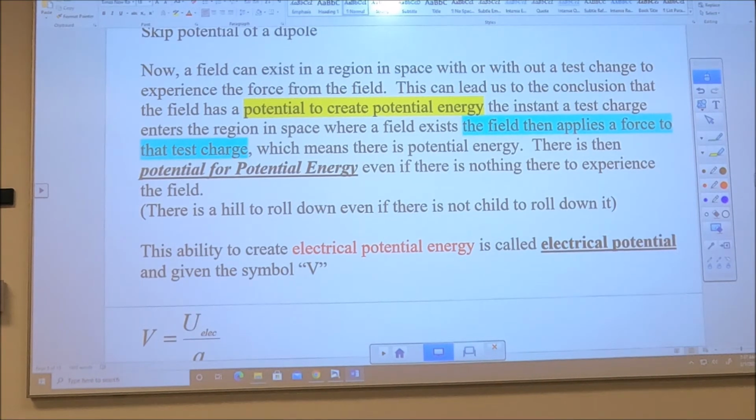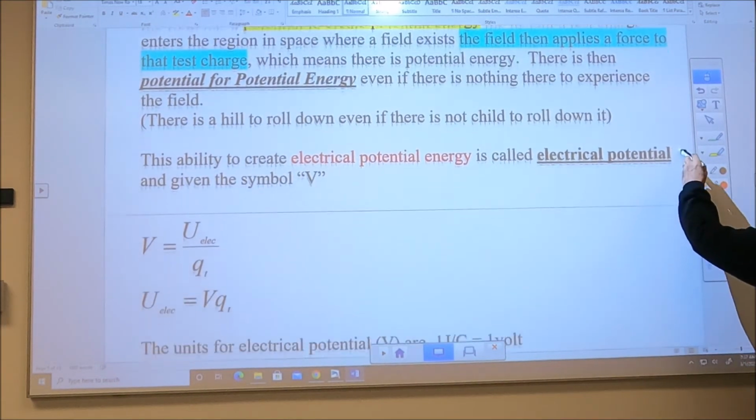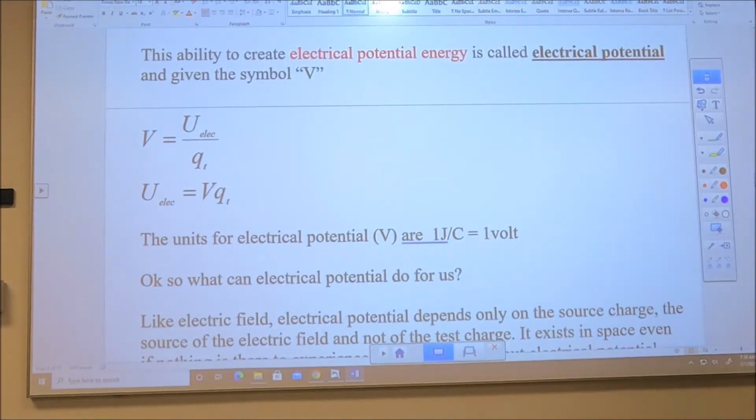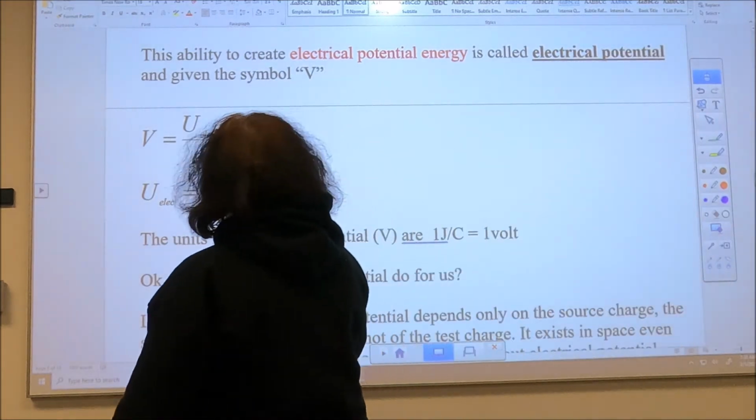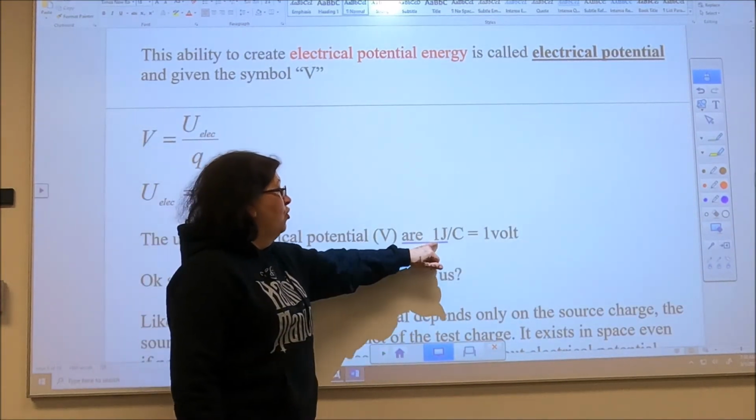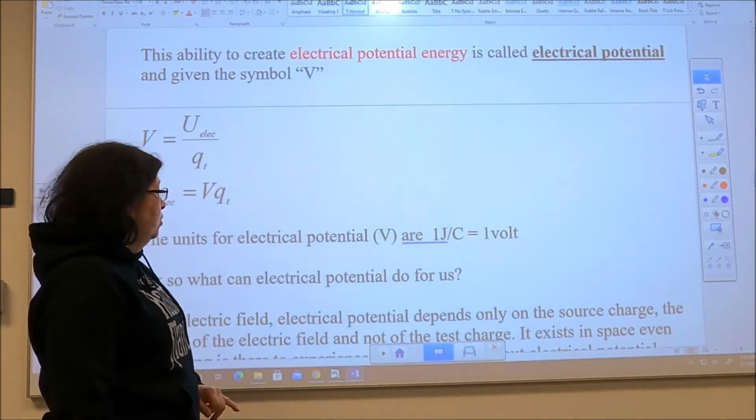Okay? Let me say it one more time. The ability to create electrical potential energy is called electrical potential, and it's given the symbol V. V, electrical potential, is equal to electrical potential energy divided by QT, the test charge. U electric, then, is equal to electrical potential times QT. Okay? The units on electrical potential are joules per coulomb, and we call that a volt.